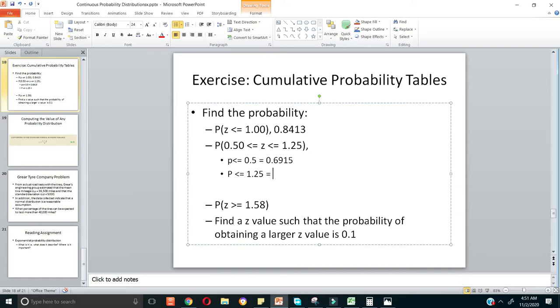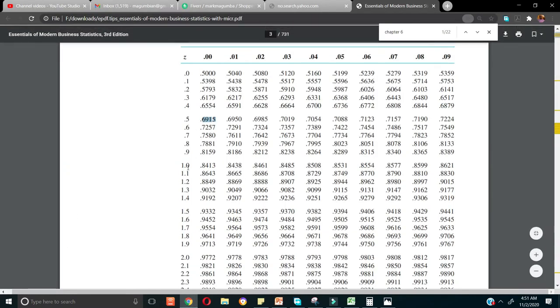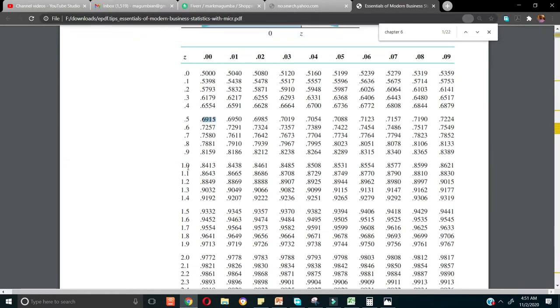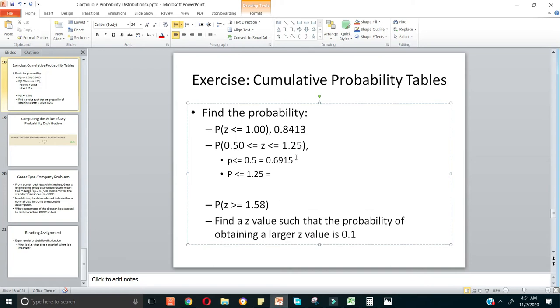1.25. So we have to go back to the cumulative probability table. So you have the entry for 1.2 over here, and 0.05 is this column over here. So you want to see where they intersect, and they intersect here. So that's 1.2, 0.05, so that's 1.25 over there. It's going to give you 0.8944.